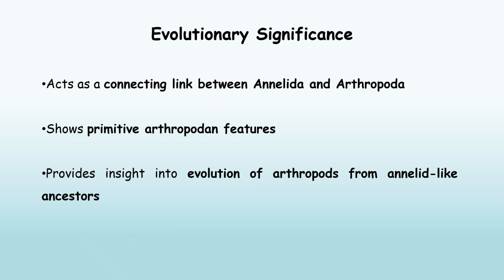Coming to the evolutionary significance of Peripatus, it acts as a connecting link between phylum Annelida and phylum Arthropoda, and it definitely shows primitive arthropod features as we have discussed. By studying Peripatus or phylum Onychophora, it provides information related to the evolution of arthropods, indicating that arthropods came from Annelida-like ancestors. That is what we can prove, and that is the significance of this connecting link species.